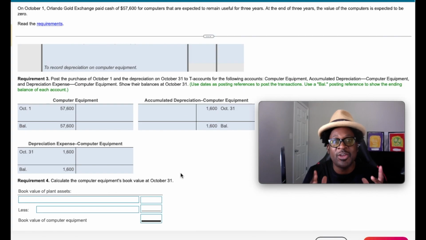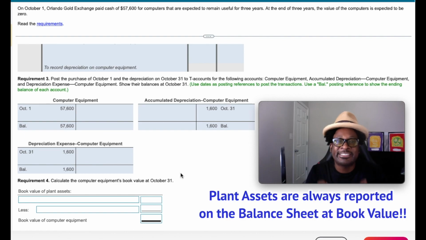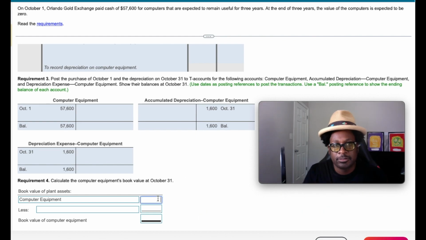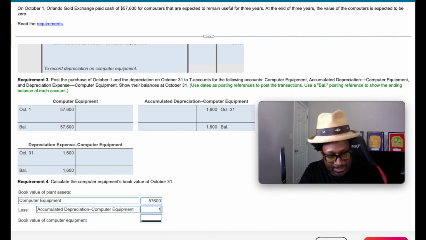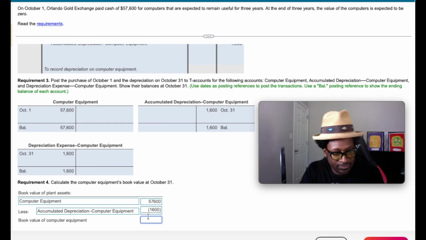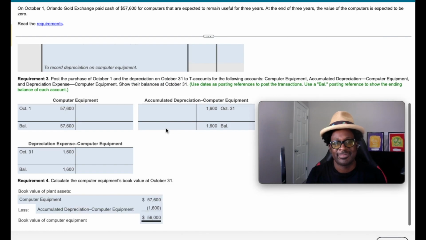Fantastic. Now they want us to calculate the book value that will be reported on the balance sheet. So in terms of this particular computer, we will always report it at its initial cost, but right directly under it, we're going to show the effect of its contra account called accumulated depreciation. So the computer is going to be reported at its initial cost of $57,600, and we are going to subtract the accumulated depreciation balance, which we have to be $1,600. And that will give us a total book value of $56,000. We're going to check the answer. Bags all day.